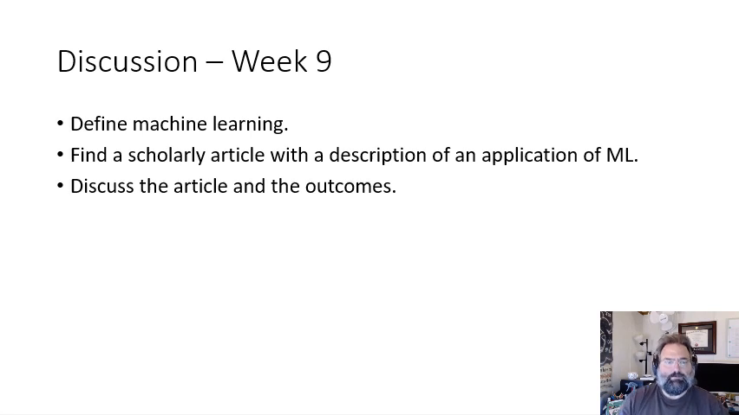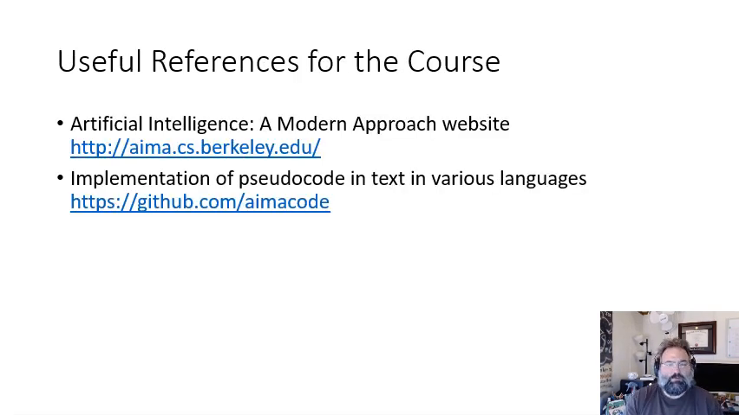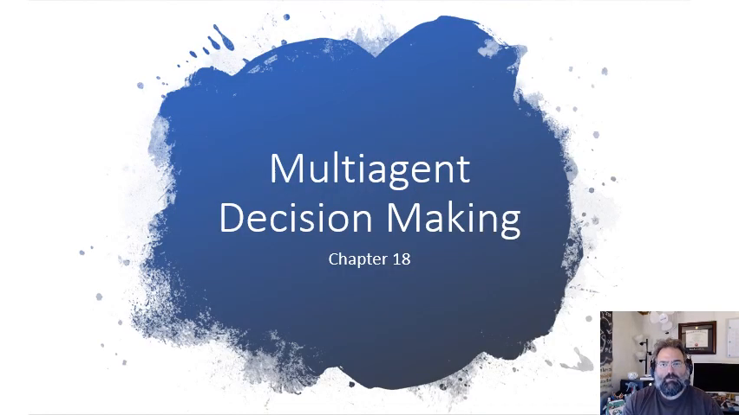So think about that. Some useful resources for this course, the same as they've been through the other lectures that we've talked through: the Berkeley resource is very good. You should spend some time looking there. The GitHub repository has basically the code and pseudocode associated with the text in various languages.